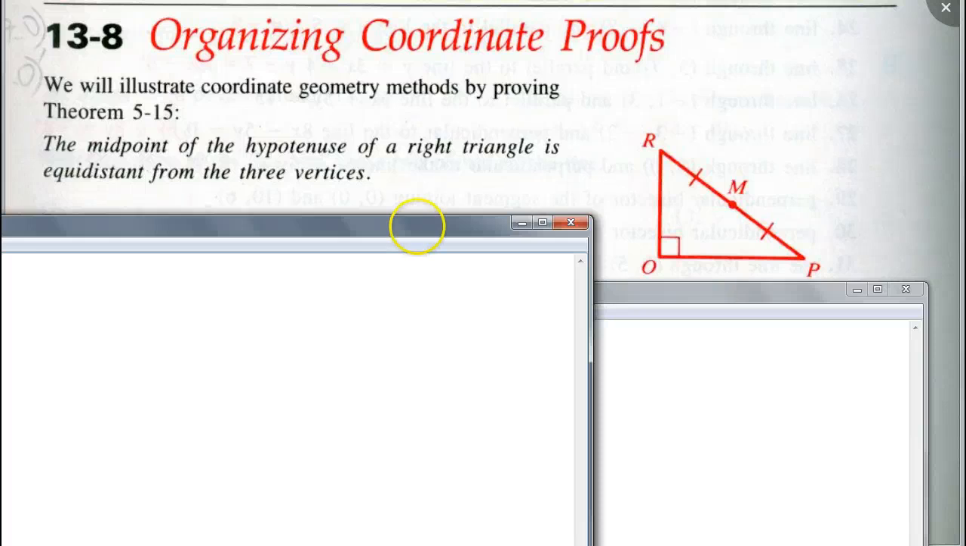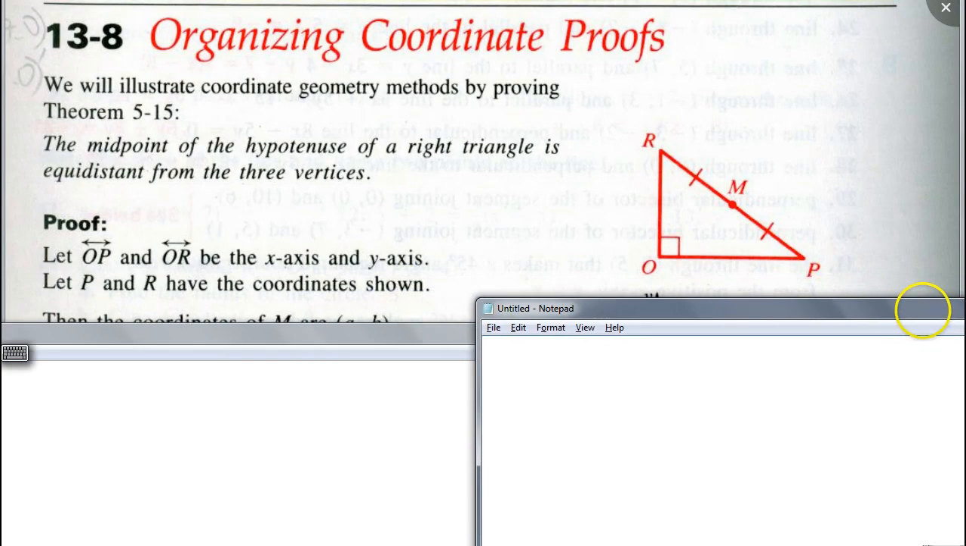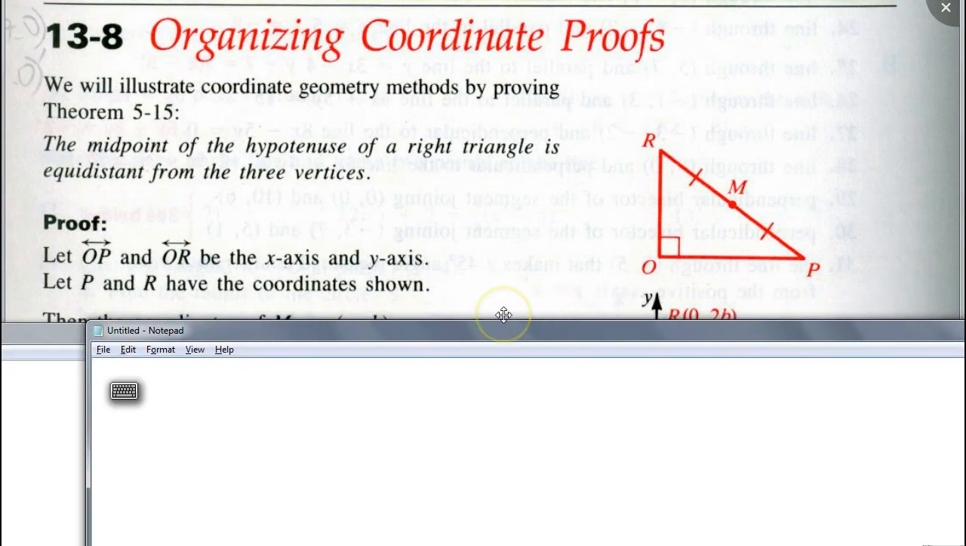Okay, so why don't you read this for us? Dylan, can you read this for us? Let OP.